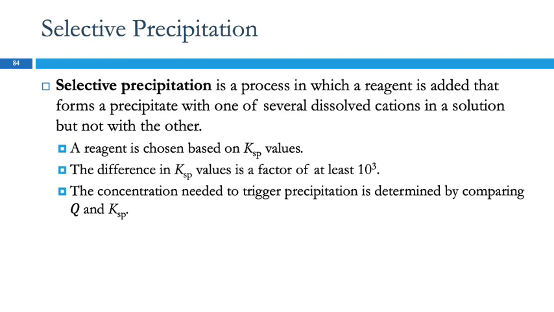Selective precipitation. So this is a process in which we're going to add something to precipitate one of the cations without precipitating the others. So we just want to get rid of one of them. So we choose a reagent based on Ksp values. So we want something that's going to precipitate one of the ions and not the others. So we want a difference in Ksp values to be at least a factor of 1,000. And then we can calculate the concentration needed to start the precipitation by comparing Q and Ksp. So if we get the concentration above the equilibrium concentration, then precipitation will begin.